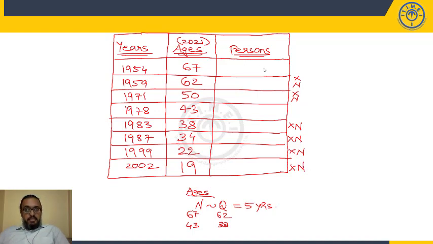So from this alone, you are going to get two possibilities. The first possibility is you pick N here and then you have Q as 62. Or you can pick N as 43 and you can have Q as 38. Now Q cannot be 50. Why? Because 43 and 50 have a 7 years difference, but I need only a 5 years difference. Q can come above N also, but you need a 5 years difference. Understood the point here?